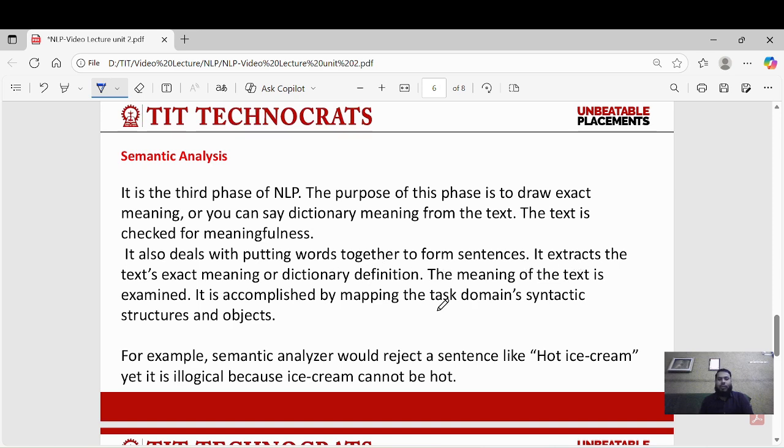The meaning of the text is examined and accomplished by mapping the task domain, syntactic structure and objects. For example, a semantic analyzer would reject a sentence like "hot ice cream", because we use some rules of semantic analysis. Hot ice cream is illogical because ice cream cannot be hot.